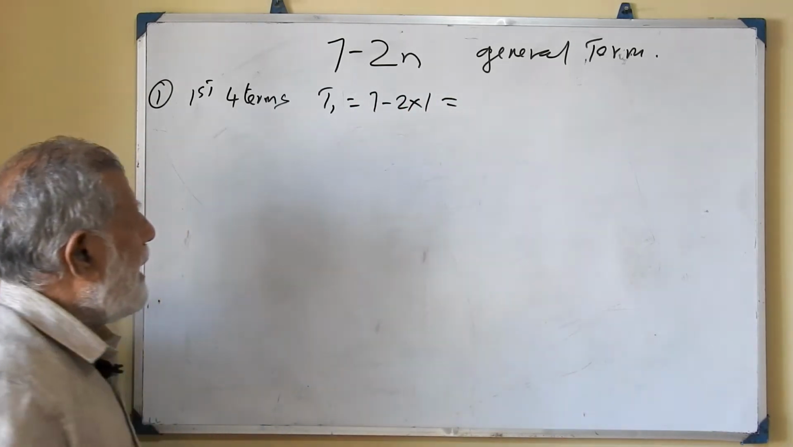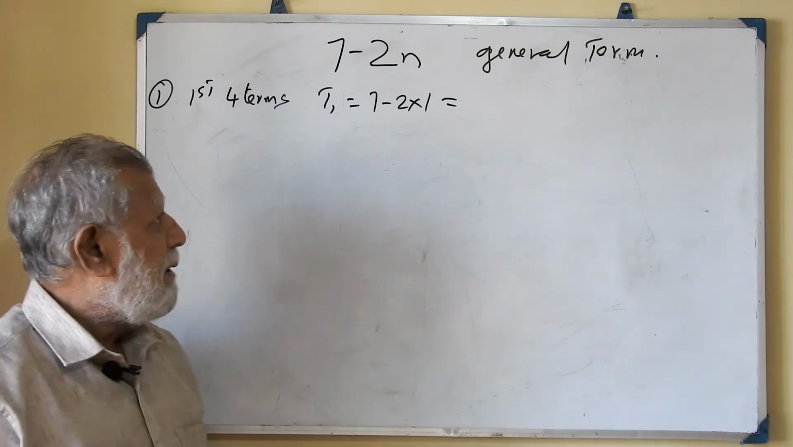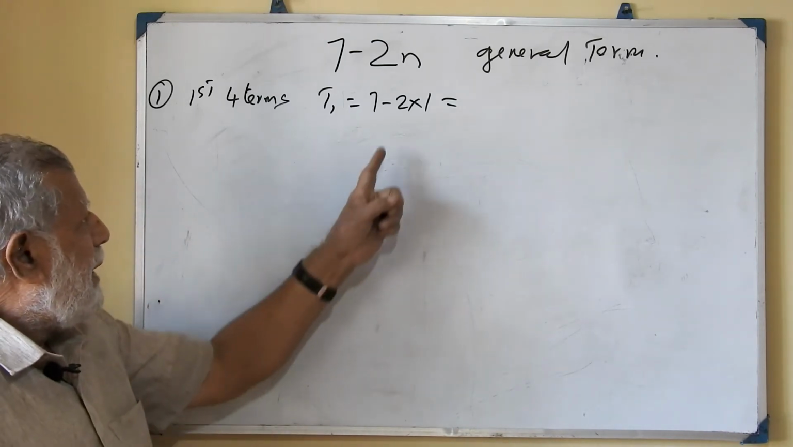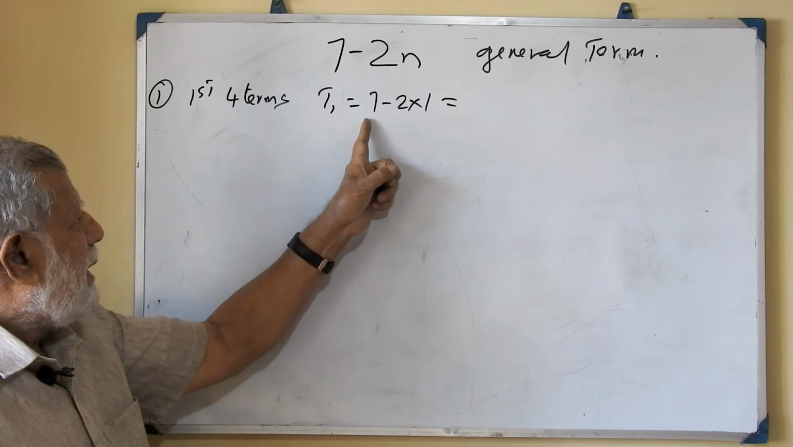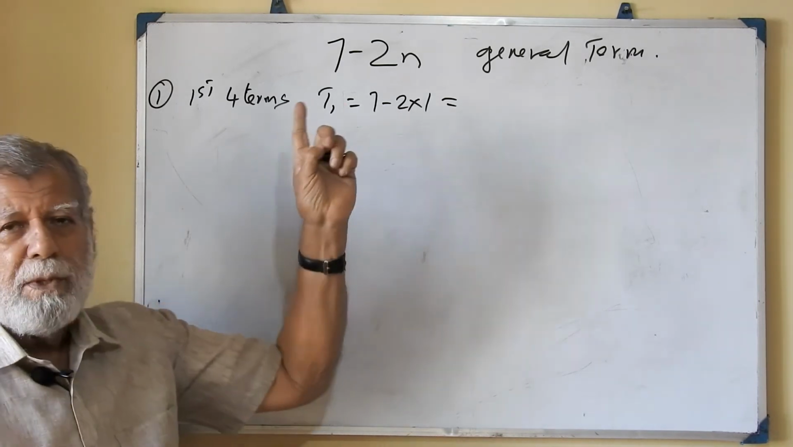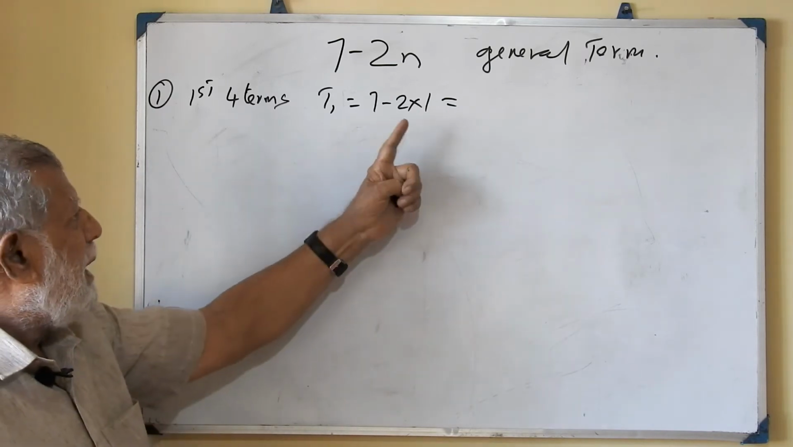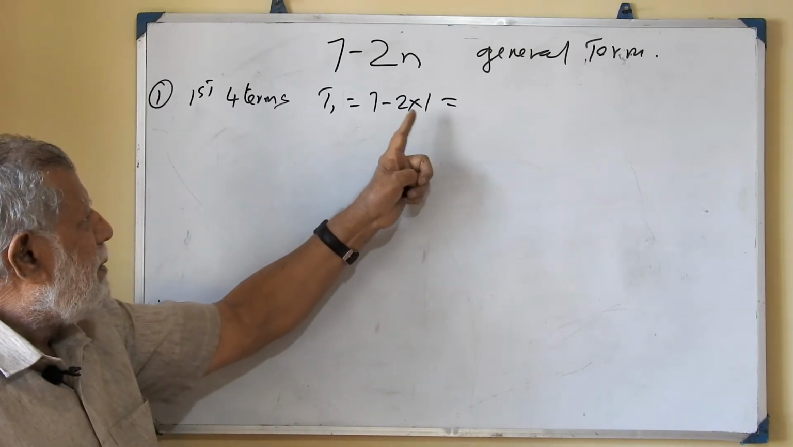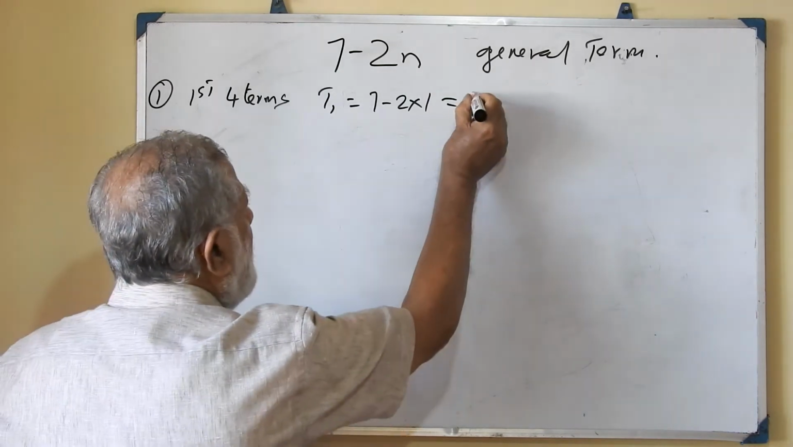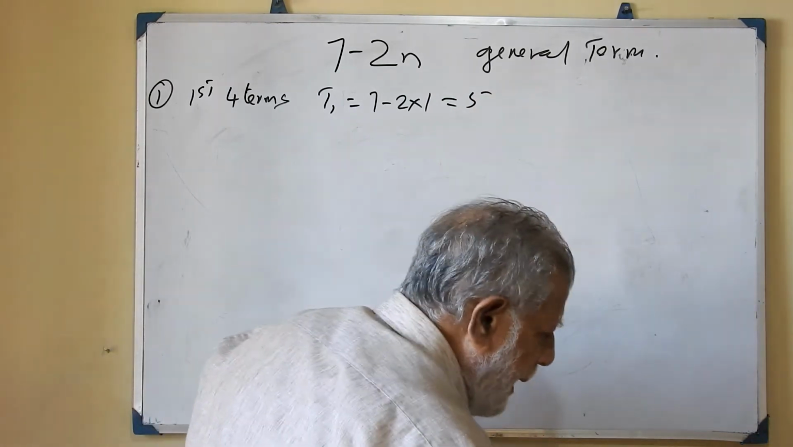Now you have to be very, very careful, because the mistake most children make is they will take away 2 from 7 and make it 5. No, that is wrong. You have to follow the BODMAS rule wherever you come across it. So you have the multiplication first. 2 into 1 is 2. 7 minus 2 is 5. The first term is 5.